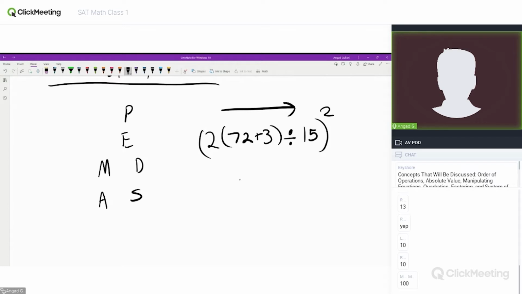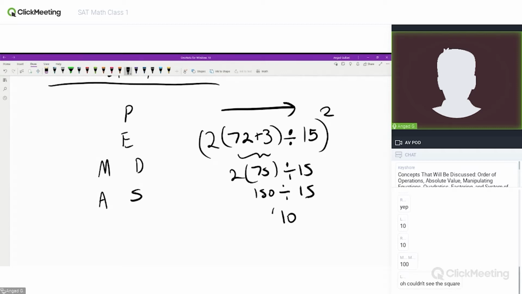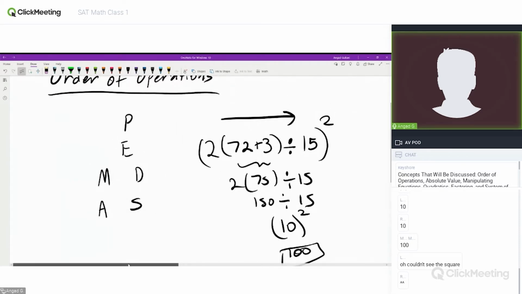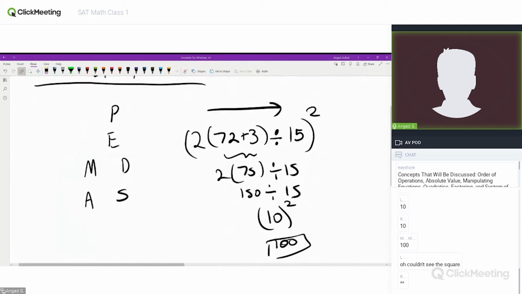It's 100. So I think you guys didn't square it. So we have 75 times 2 divided by 15. Remember, left to right, because we're on the same level. So we have 150 divided by 15, which is 10. But don't forget, we have to square this, and that's going to be 100. All right? All right. Do you guys get this?